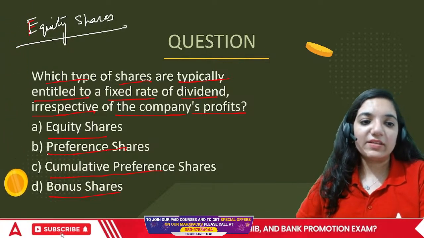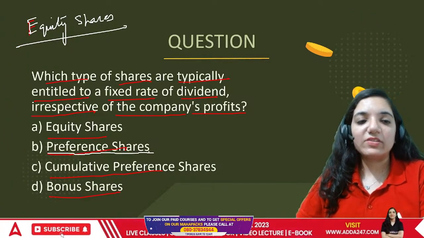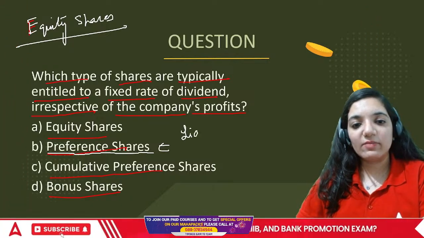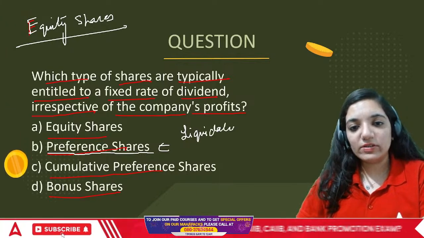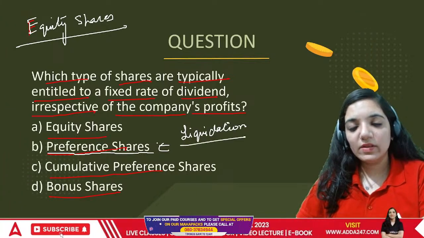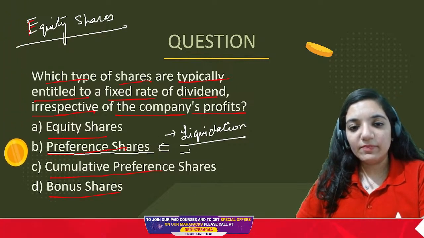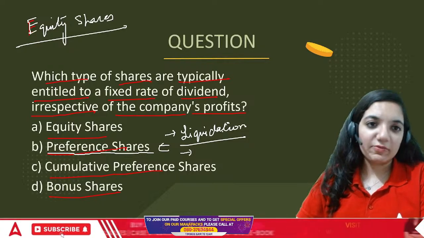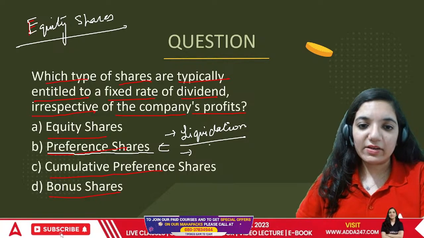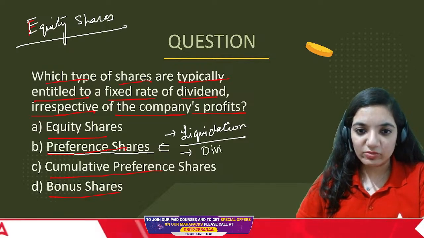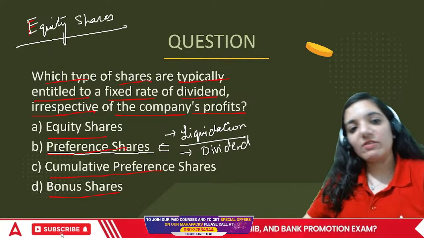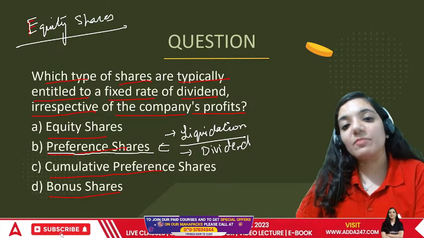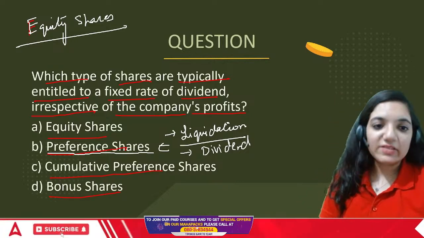Then we have preference shares. Preference shareholders are those people who get a preference at the time of liquidation. Number one is liquidation. Second point would be related to the time of dividend distribution. At the time of dividend distribution, they will come first and take the money. At the time of liquidation, that means the company is ending, at that point of time, even he gets more money.